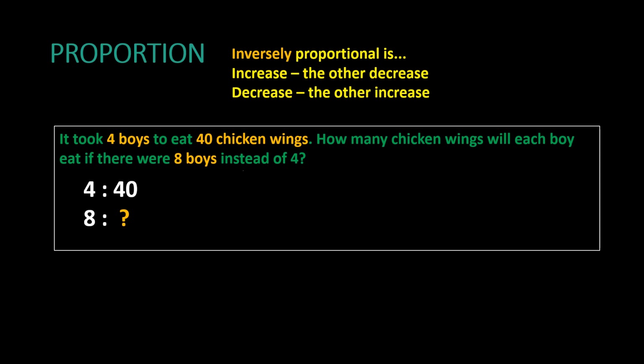Right, so you know 4 boys ate 40 wings. What if we increase to 8 boys instead of 4? Now we know there will be less chicken wings per boy, and this is times 2. 4 times 2 is 8. Inversely means we would divide instead of multiply. So if you divide 40 divided by 2, you get 20. So instead of 40 wings, only 20 wings per boy.